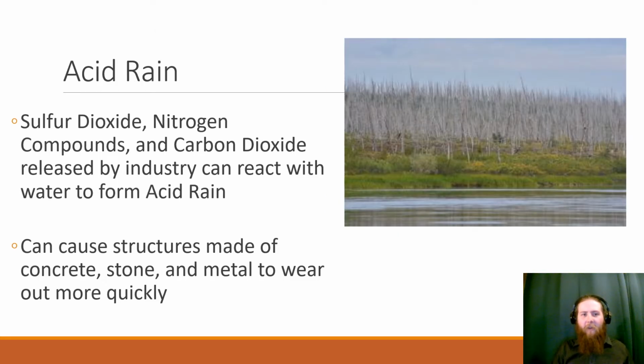Carbonic acid can also form acid rain when water reacts with carbon dioxide, but water can also react with sulfur dioxide or nitrogen compounds to create acid rain. And acid rain is not great for plant life. As you can see, these trees here have lost all their leaves. They're not looking very healthy in this area of acid rain. It can also cause structures made of concrete, stone, and metal to wear out more quickly, and affect wildlife. There are all kinds of negative effects from acid rain.